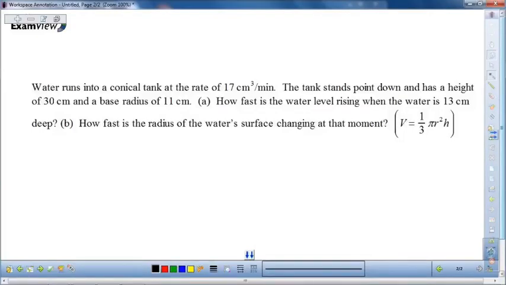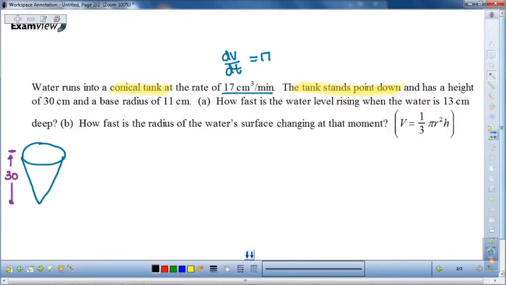Okay, so we have a tank that stands point down, so my vertex is down, is a cone. So we have a cone that looks like this. We're given that dV/dt is 17 cubic centimeters per minute. Also that the cone is 30, the radius is 11, and we're filling it up and we're trying to find the rate of change of the height of the water, or how fast it's going. So we're trying to find dH/dt.